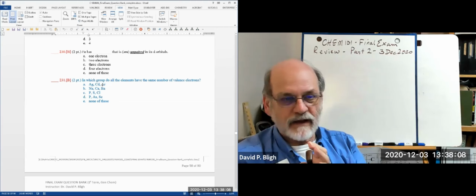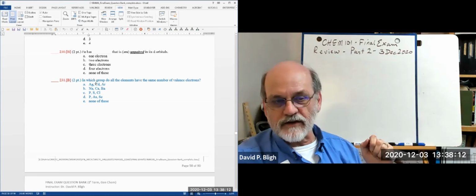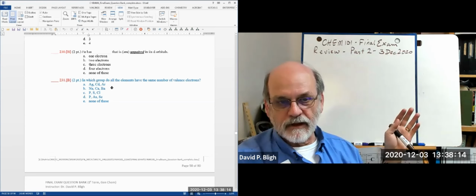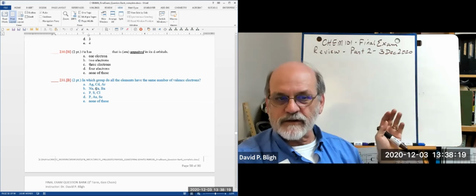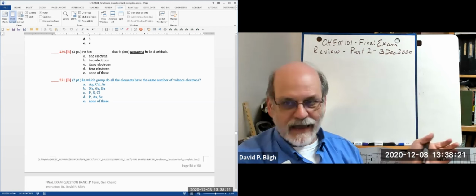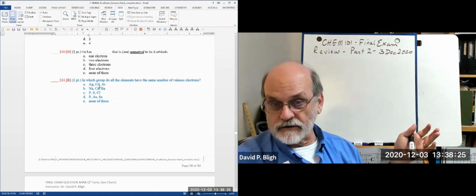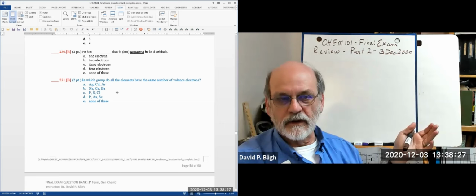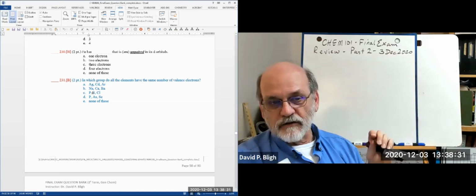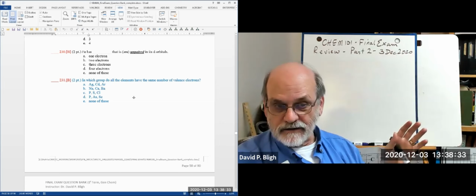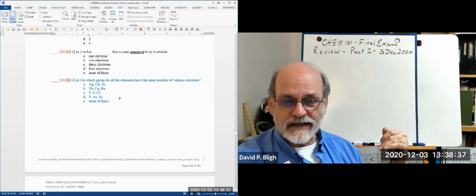So silver, cadmium, argon. Well, we know argon's a noble gas and these other guys are metals, so throw that one out. Sodium, calcium. Sodium's an alkali metal, calcium's an alkaline earth. That can't be. This would be 1 and that would be 2 valence electrons. Doesn't work. Phosphorus, sulfur, chlorine. Chlorine's a halogen. Phosphorus and sulfur are not. So that's wrong. So the only one we've got left is D or E.